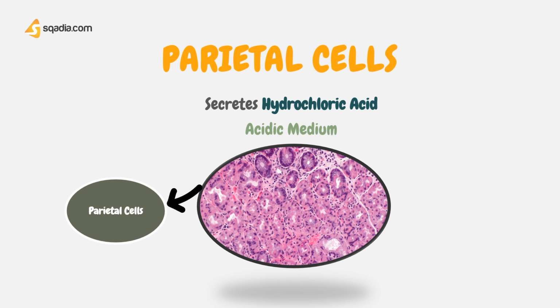Another important role of hydrochloric acid is that it is a component of gastric juice, and gastric juice helps in digestion of food by mixing it, and thus the food moves towards the distal end of the stomach.